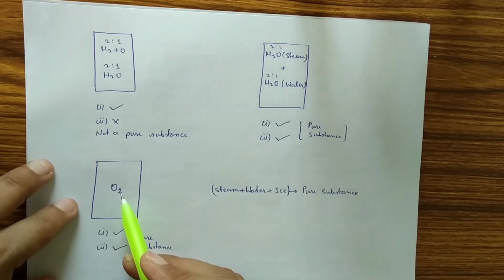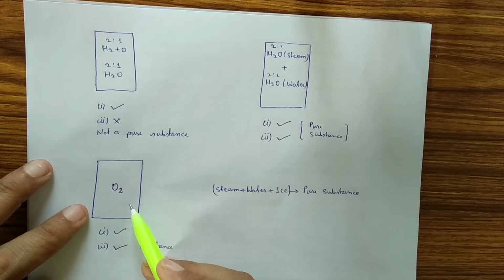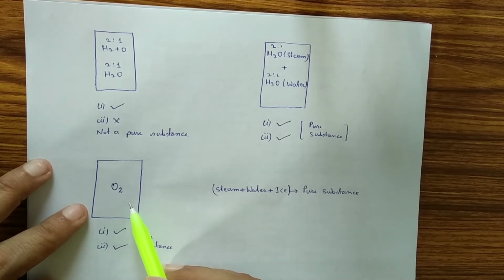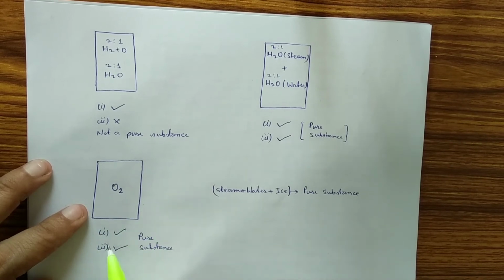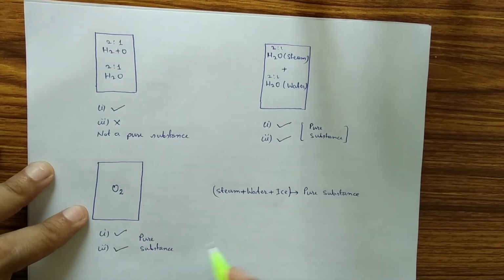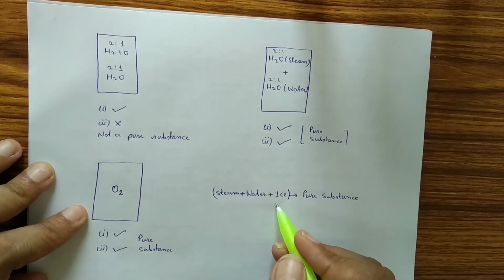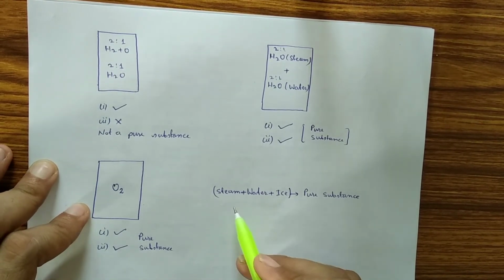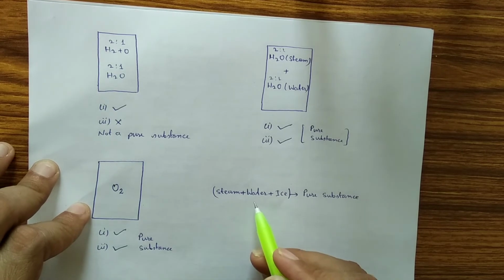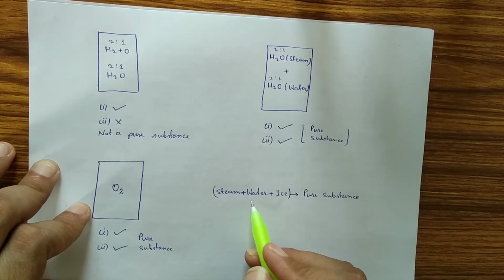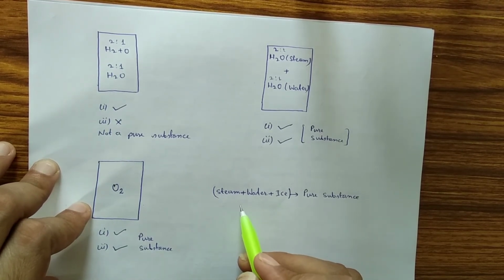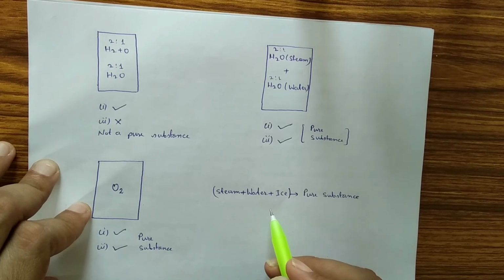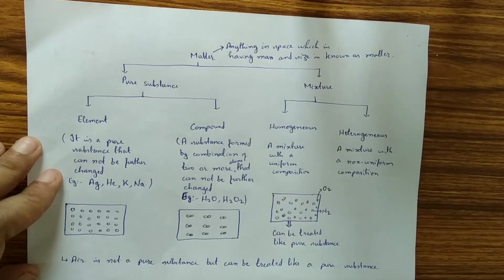If we see O2 only, then O2 is also a pure substance, because chemically it is the same, homogeneous in chemical composition and homogeneous in chemical aggregation. Both conditions are fulfilled by O2, so it is also a pure substance. So steam plus water plus ice, these are the forms of water. All of these are homogeneous in chemical composition and also homogeneous in chemical aggregation. So this is a pure substance.